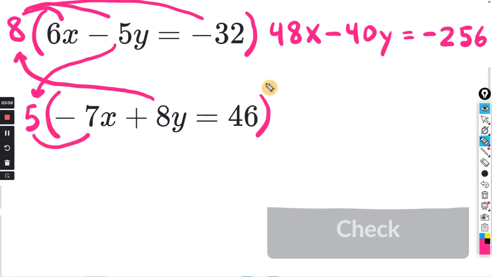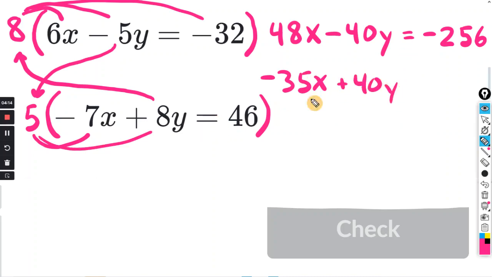Same thing on the bottom. 5 times negative 7x, and try to line it up underneath. 5 times negative 7x is negative 35x. 5 times 8y is 40y. Keep the equal sign. And 5 times 46, that's going to be 200 plus 30, that's going to be 230. Use your calculator if you're not sure and you want to check your work.